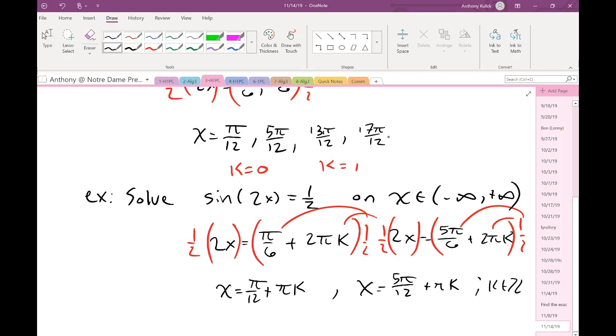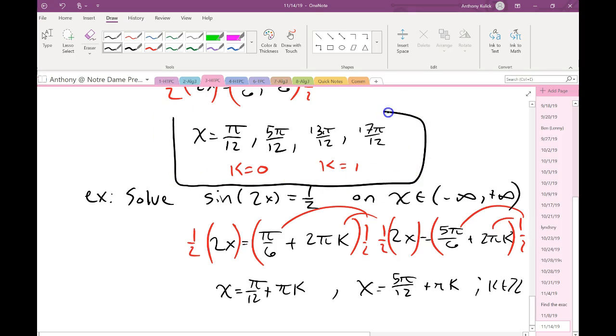So those should be included in my answers. If I add another pi, though, I'm definitely going to be bigger than 2 pi, right? So that's it. This should be my solution set. The moral of the story is, when you have a coefficient inside or attached to the x, I would find the infinite solution first, and then use that infinite solution to generate whatever answers you need inside the intervals.